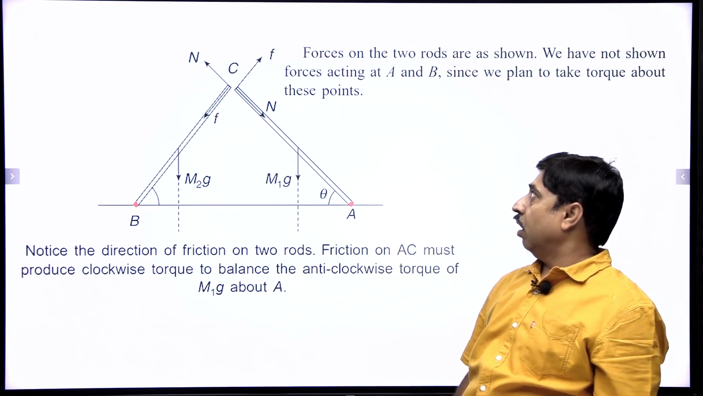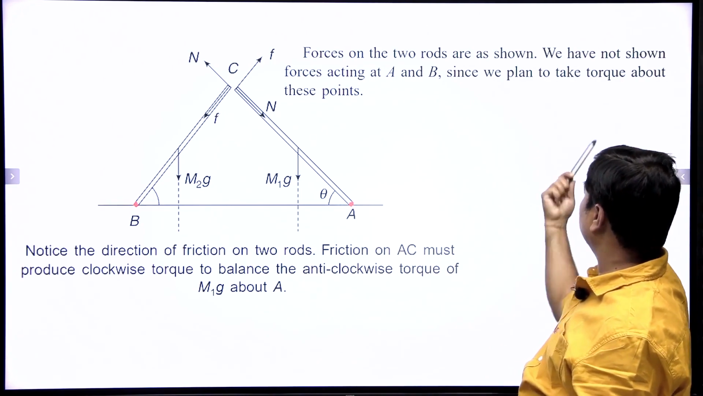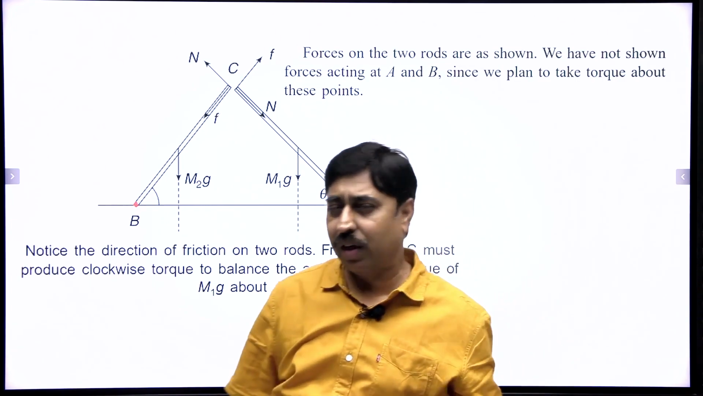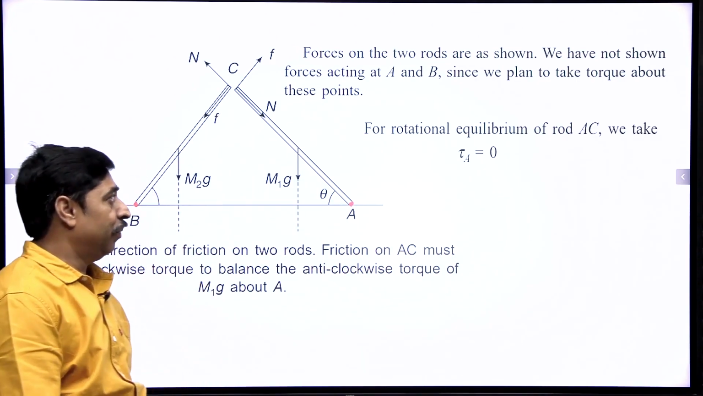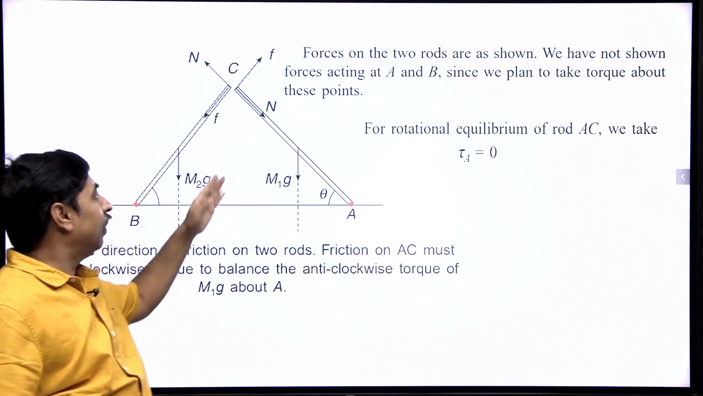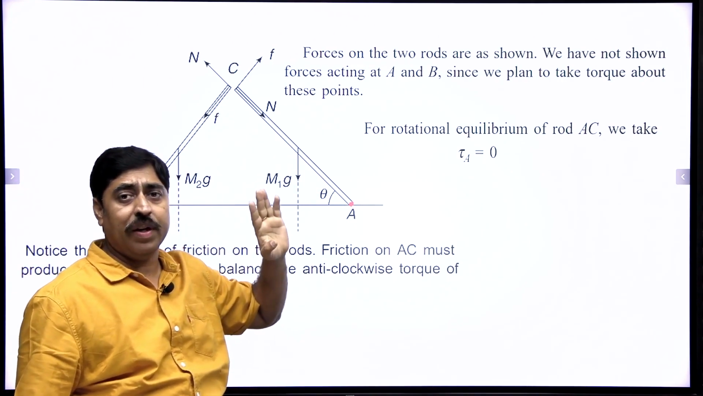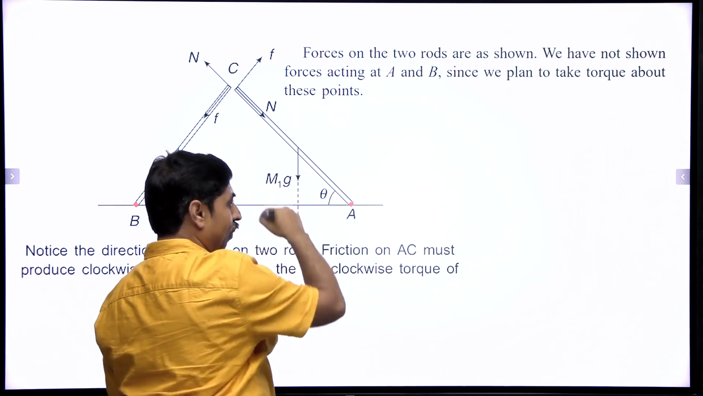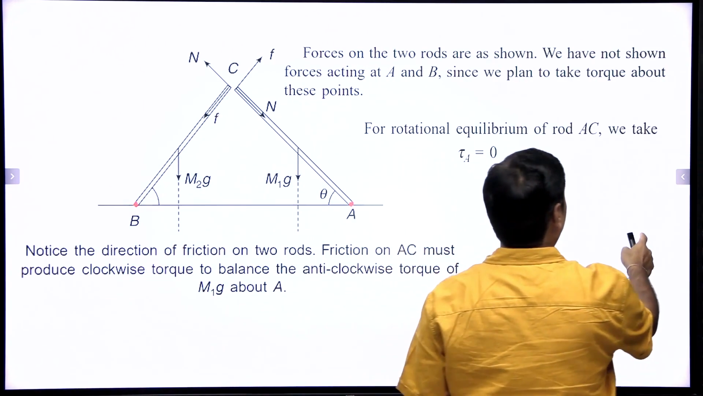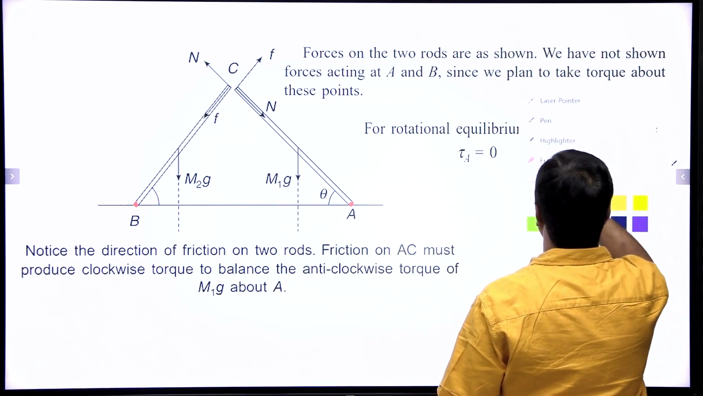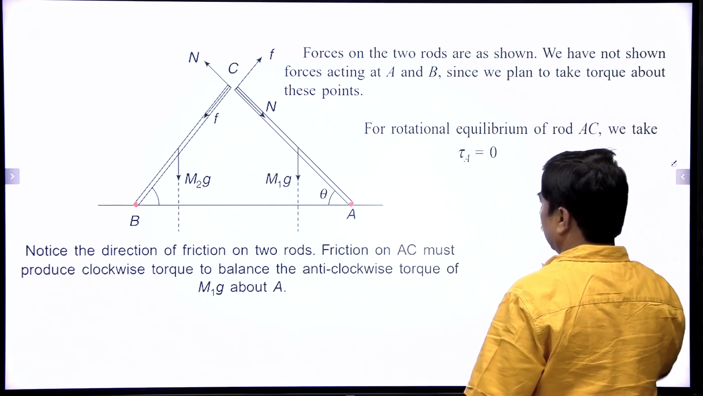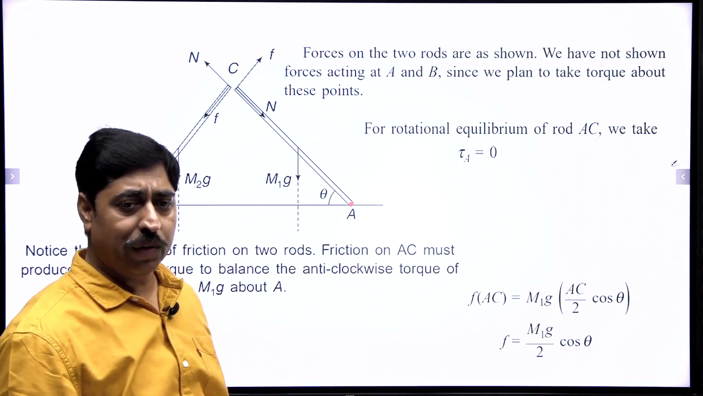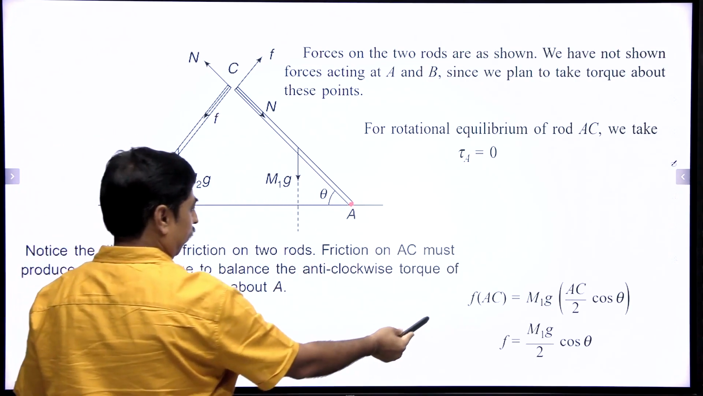Now forces on the two rods are as shown. Of course, I have said that, and we have not shown the hinge forces. That is what is written in here. For rotational equilibrium of this rod AC, we will take torque about point A to be 0 on this rod. On this particular rod, I will rather frame one equation by taking torque about point A to be 0. Now, how will the equation look like? Very simple. This is the equation.